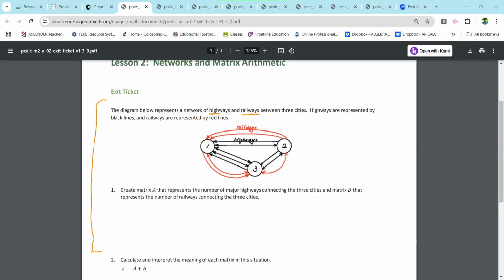But really, the highways represent the black lines, and the railways produce the red lines, or something along the line, a solid line, dotted line, things like that. Those are the key things you need to focus on. And then over here, do the same thing. Create a matrix A that represents highways. All right, so let's do that part first.